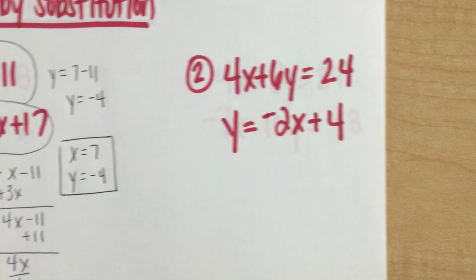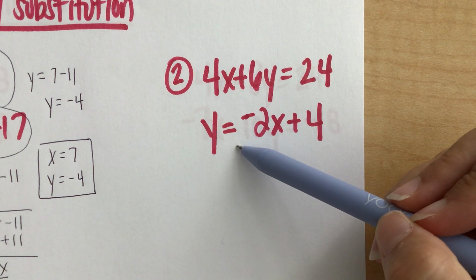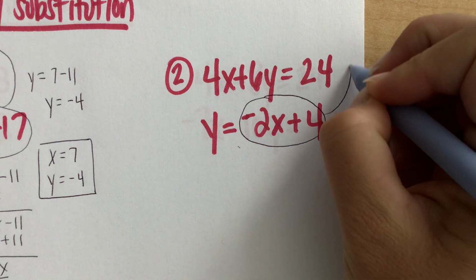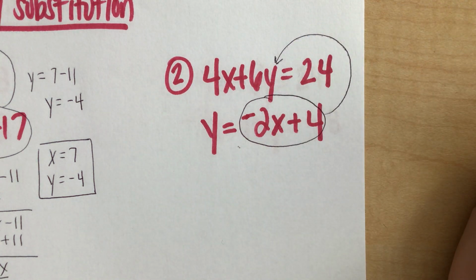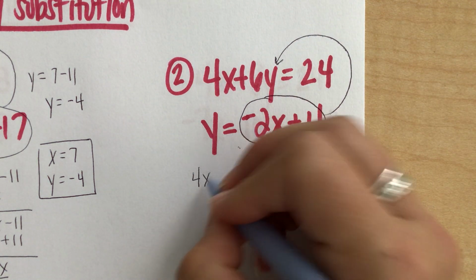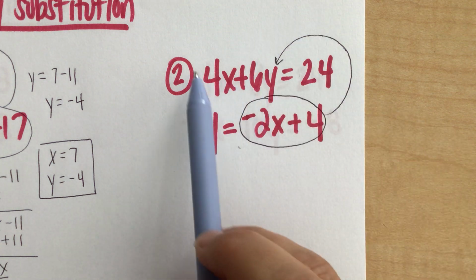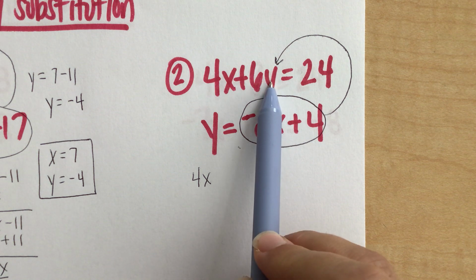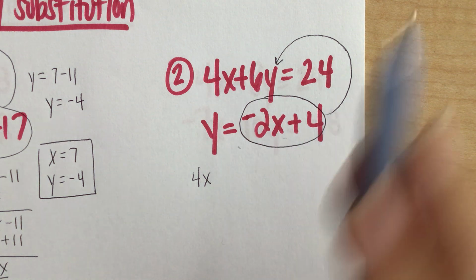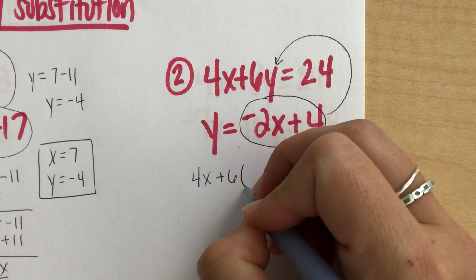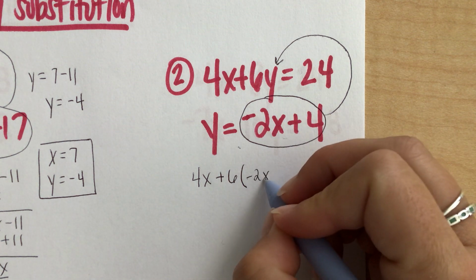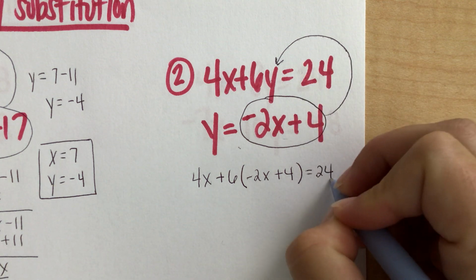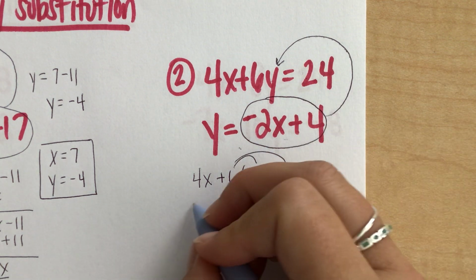The other way we have substitution is when one of them is solved for y and the other one is not. So we're going to take all of this right here and substitute it back in for that y right there. So I'm going to rewrite the first equation, the equation that's not y equals, and replace this y with all of this. So we have 4x plus 6 parentheses negative 2x plus 4, and then I have to finish off this equation, equals 24. So from here, we're going to distribute.